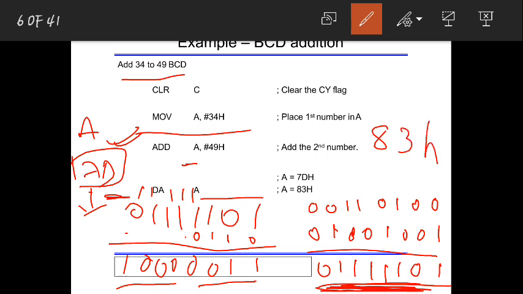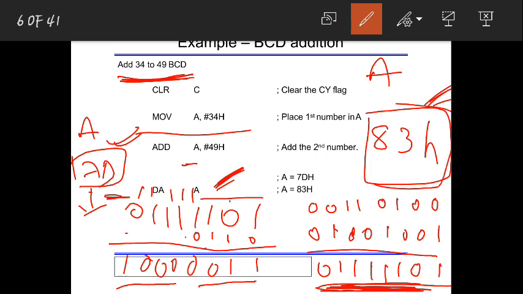So after adding this 06 to the lower bits of the result, I got 83 as my result. Now after execution of this line DAA, the accumulator will be equal to 83H. This end result, 83H, is the binary addition. After adding 34 and 49, you will get 83H. Is that fine?